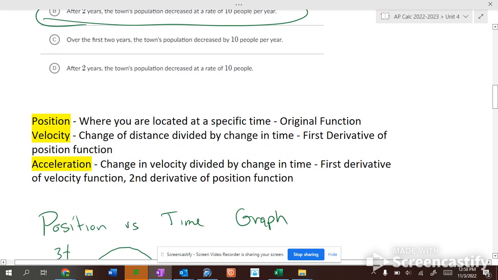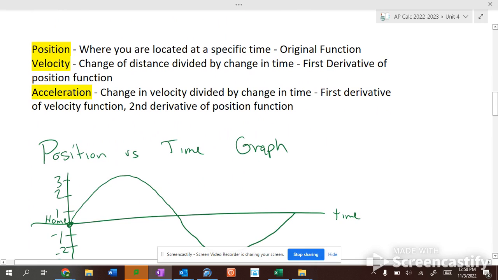Okay. All right. So when we get into functions, the position is where you're at a specific time. That's an original function. Velocity is the change of distance divided by change of time, which is the first derivative of the position function. Okay, so velocity is the first derivative of position. Acceleration is the change in velocity divided by the change in time. Okay, so if you're looking at it compared to position, it's the change in position divided by time, divided by the change in time. So that's the divided by time thing. Okay, so acceleration is the first derivative of velocity, so it's the second derivative of position. You need to have that in your minds. Okay, so position function is just a function. Velocity is the first derivative of position. Acceleration is the second derivative of position, or the first derivative of velocity.